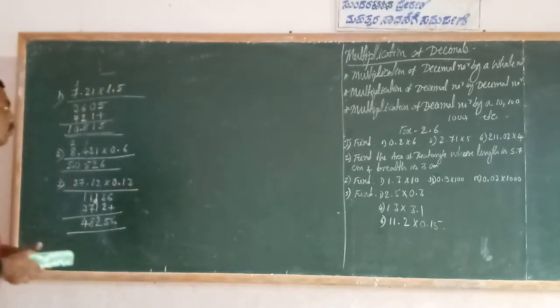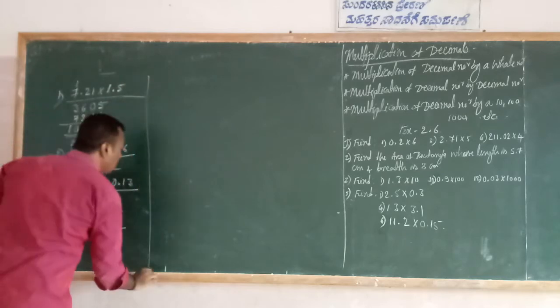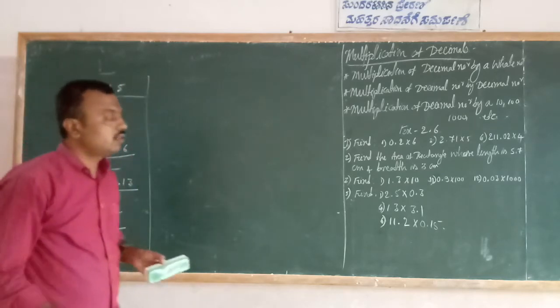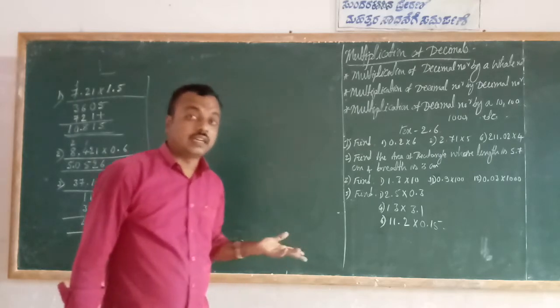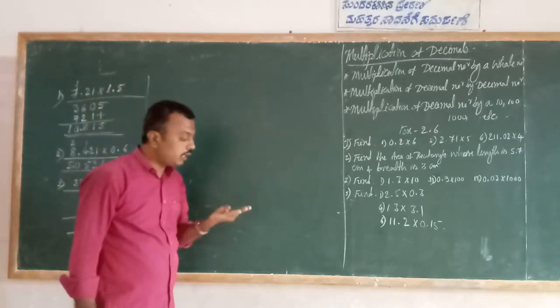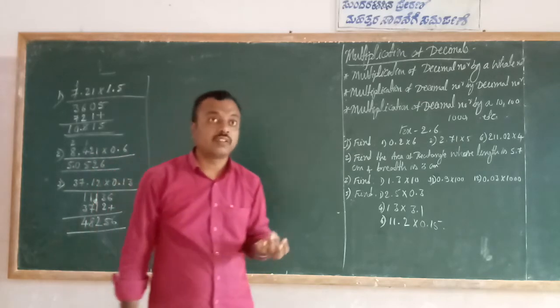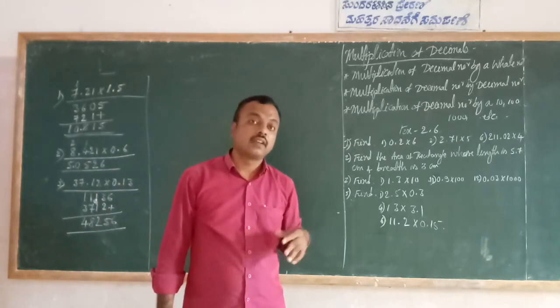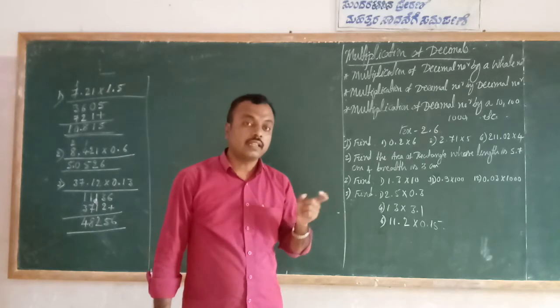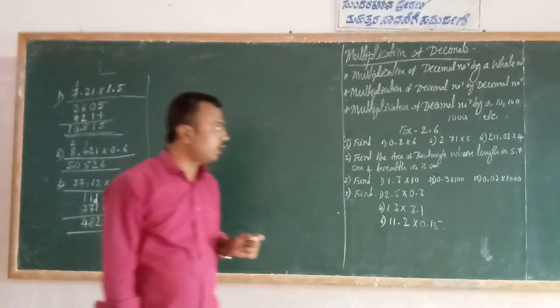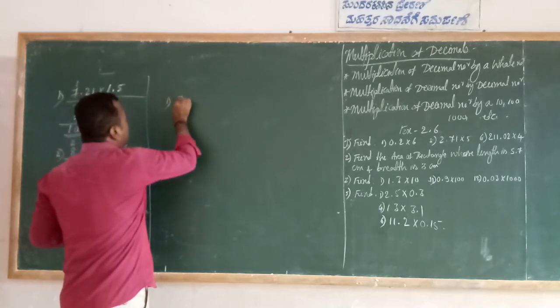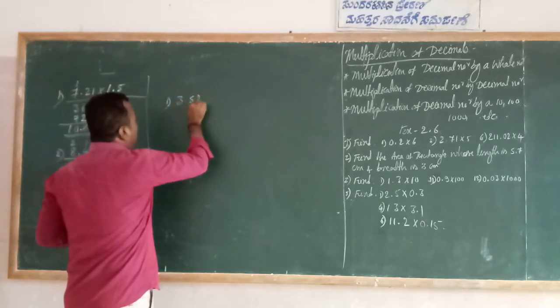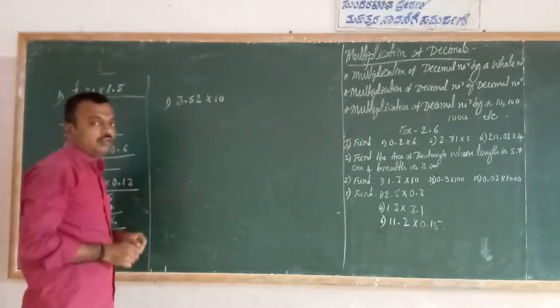Okay, students. So next concept: how to multiply a decimal number by 10, 100, 1000, etc. Like 10, 100, 1000, 10,000, lakh, 10 lakh, crore, 10 crore, like that. If you multiply like that, it is very easy. So I will take one example. See, 3.52 into 10. I will multiply by 10 first. 3.52 into 10 is there.